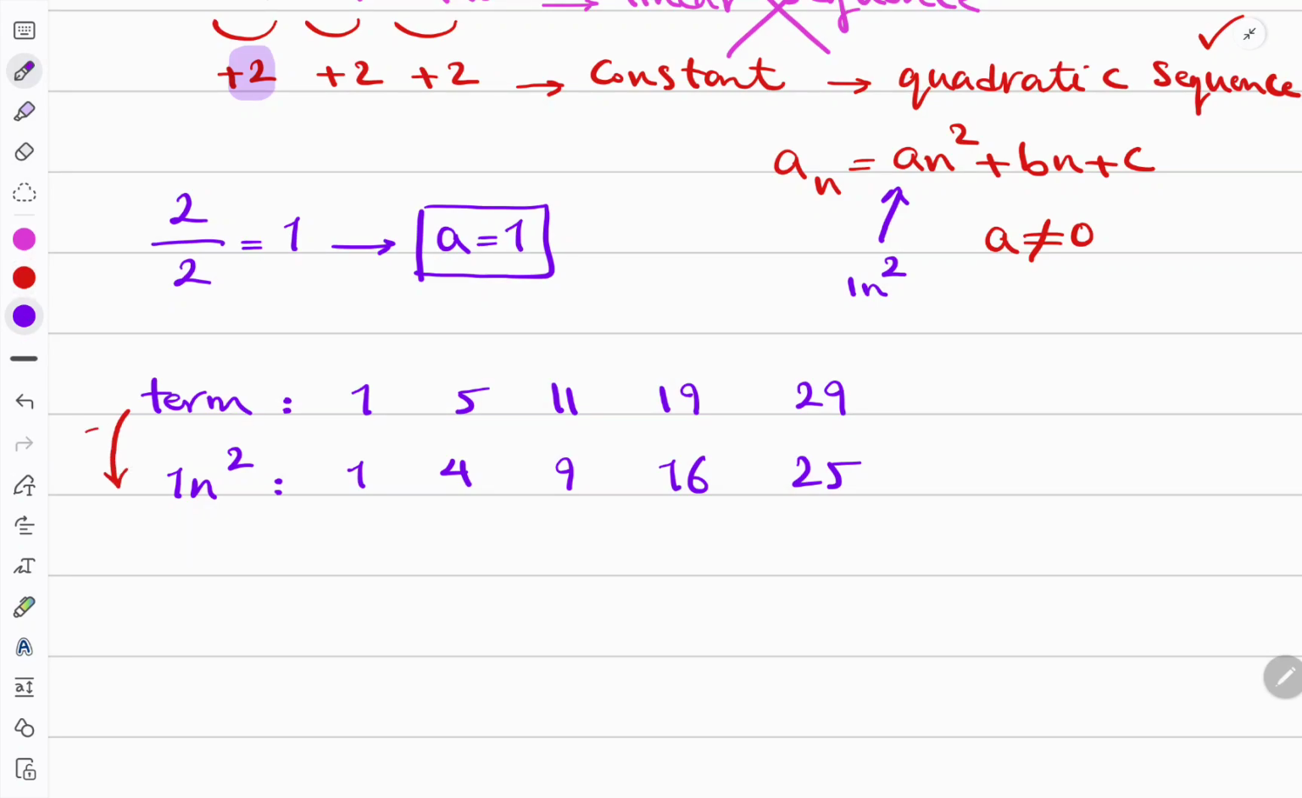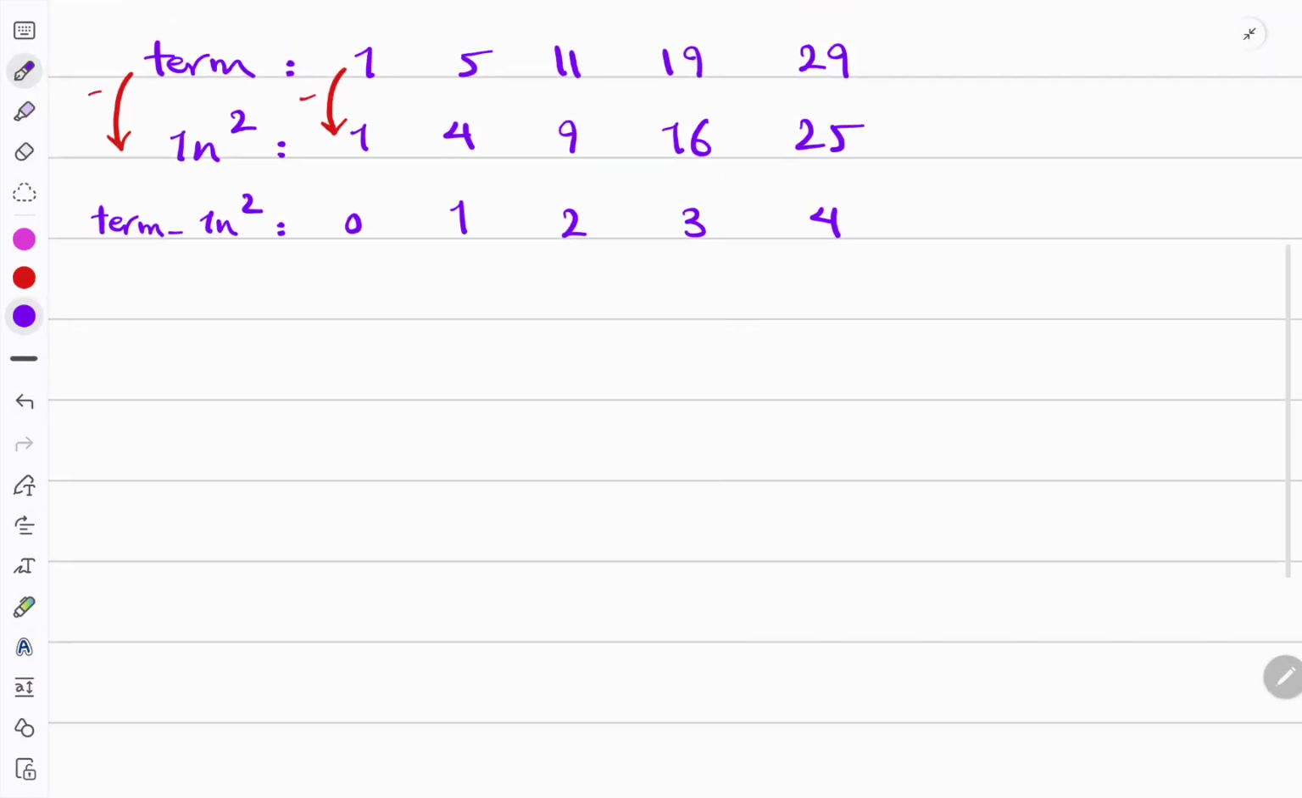terms. So term minus 1n squared is 1 minus 1 is 0, 5 minus 4 is positive 1, 11 minus 9 is 2, 3, and 4. And you can see we have another pattern here, 0, 1, 2, 3, and 4. And if you follow this pattern, you can see the difference is 1, which is a constant.